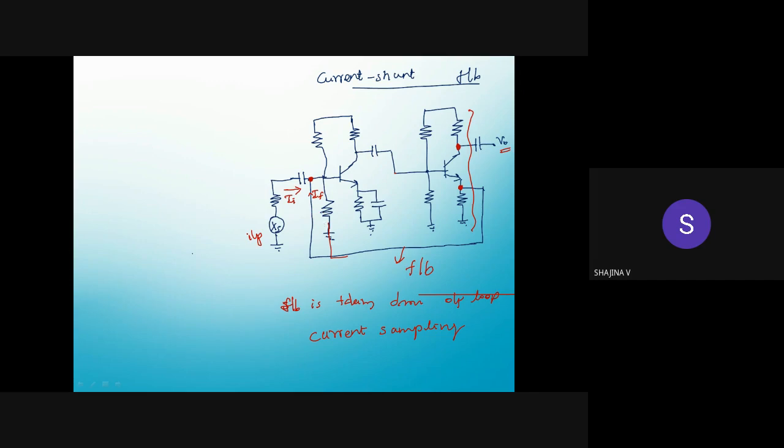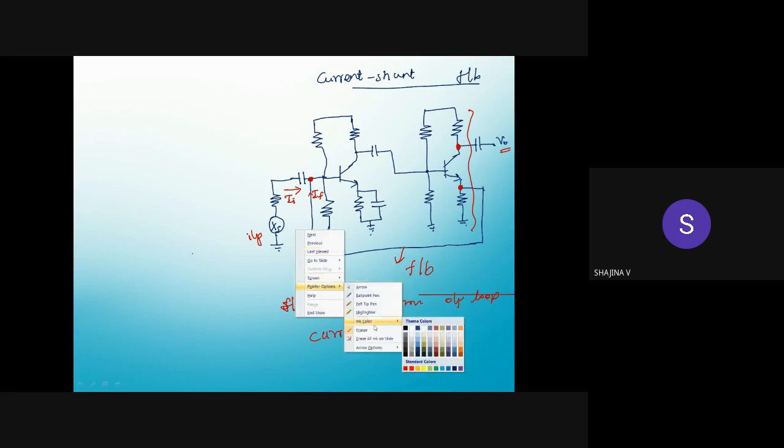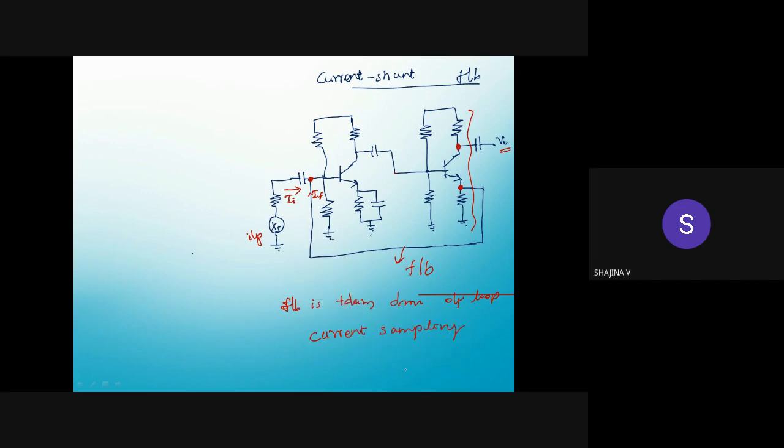Now our connection is connected to the node, or we can say it is connected in parallel with the input signal. So it should be shunt connection, shunt mixing. So we can say it is current shunt feedback topology.